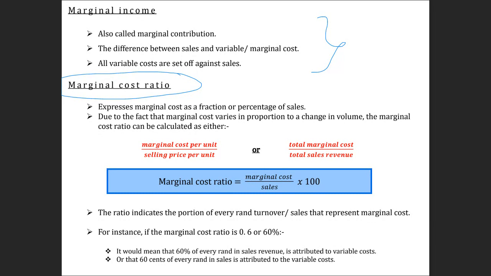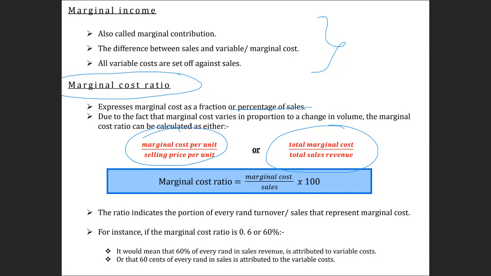So there's three different formulas that we can use depending on the type of information that we are provided with. If we're given totals, then it will be the total marginal cost over the total sales. If we're given per unit figures, then it'll be marginal cost per unit over the selling price per unit. So overall, the marginal cost ratio is your marginal cost over your sales multiplied by 100. It is expressed as a percentage, so please make note of that. Most of the time we just leave it as a percentage, but sometimes if we are interpreting, we can leave it as a decimal as well.